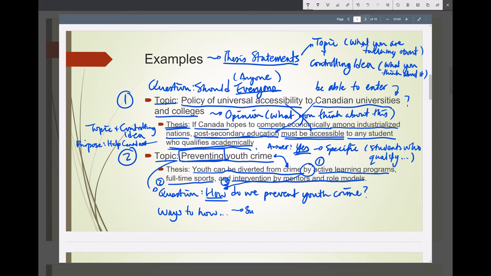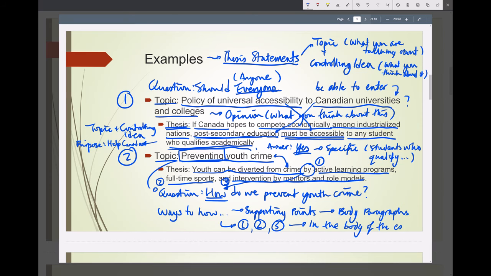supporting points. In this case, your body paragraphs as well. And these 1, 2, and 3 ways are going to be talked about in the essay, in the body of your essay. So this is where you get a roadmap structure for your thesis statement.